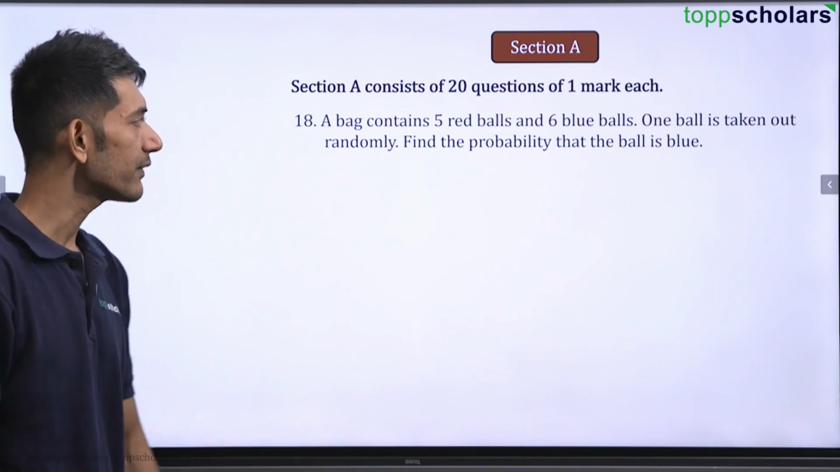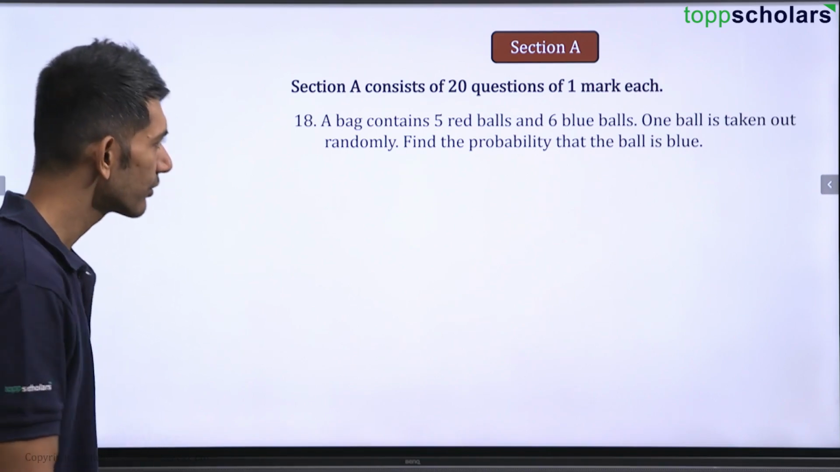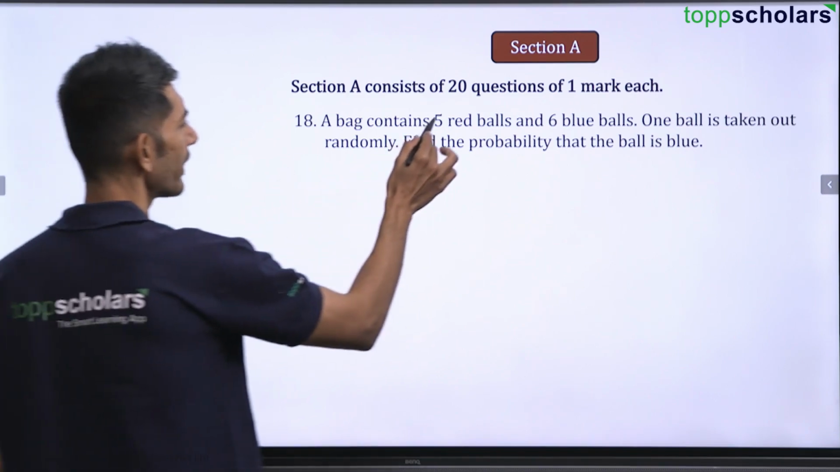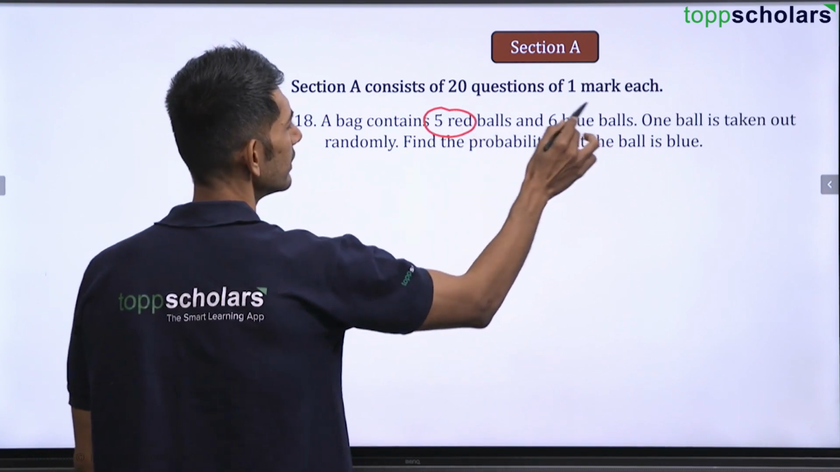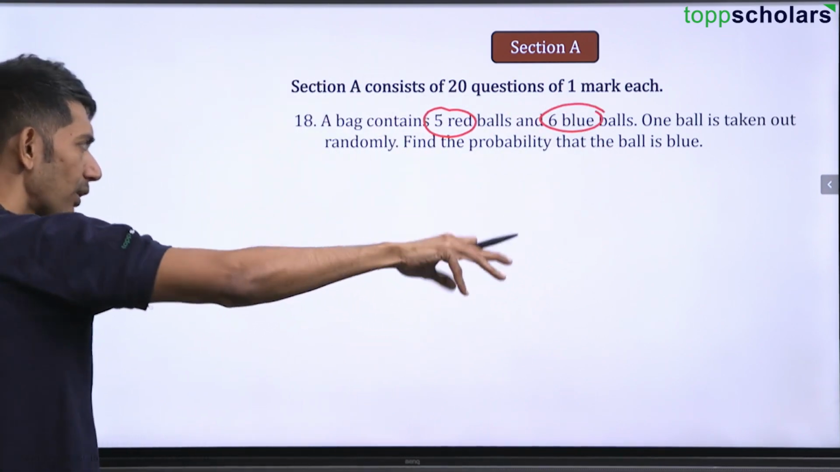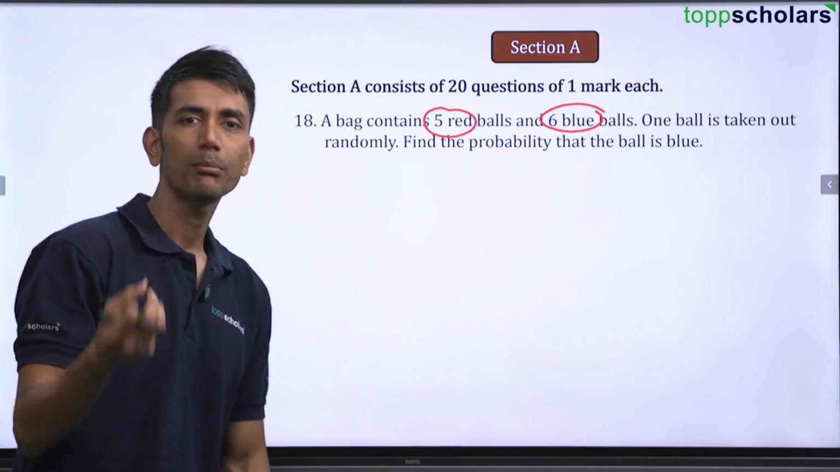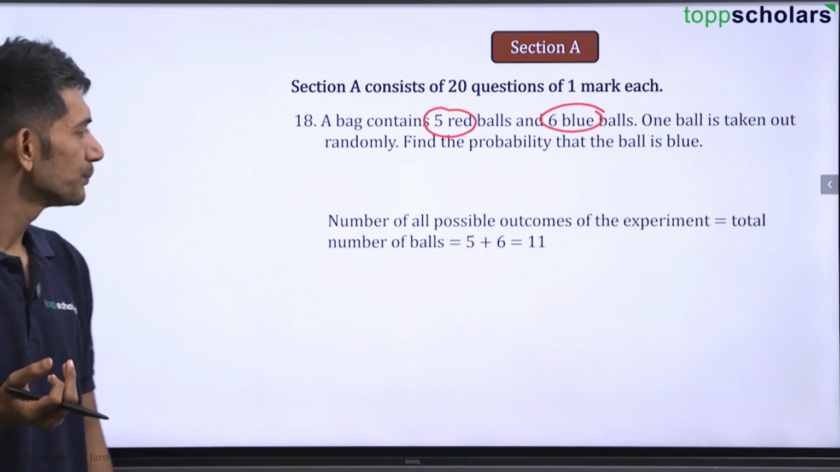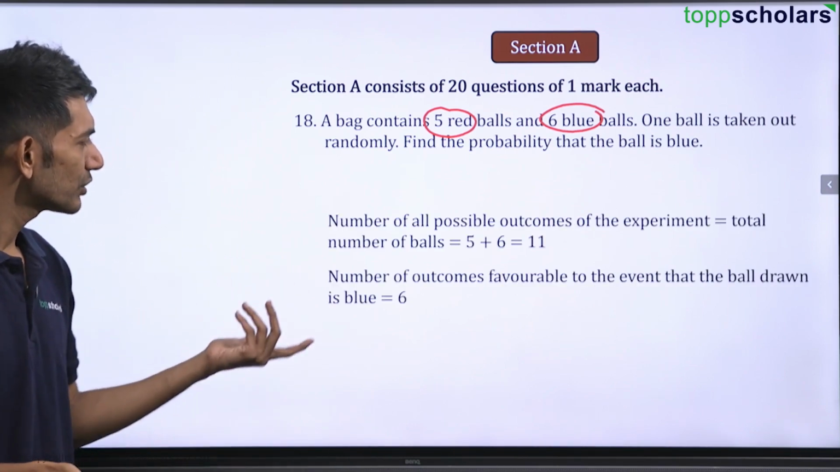A bag contains 5 red balls and 6 blue balls. So total balls you need to find out first. 5 red, 6 blue. 1 ball is taken out randomly. Find the probability that the ball is blue. Correct? So it's very simple.